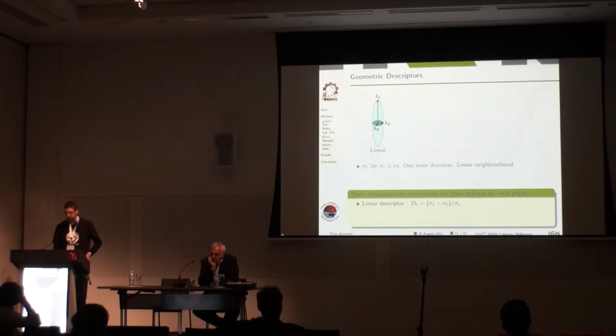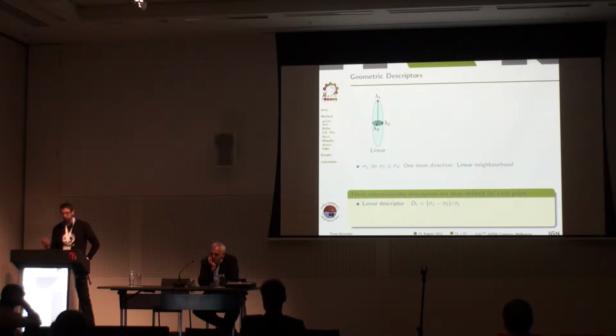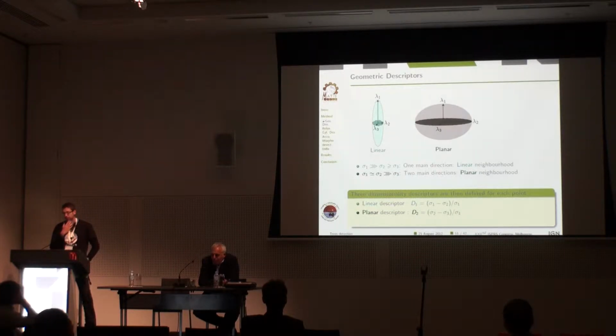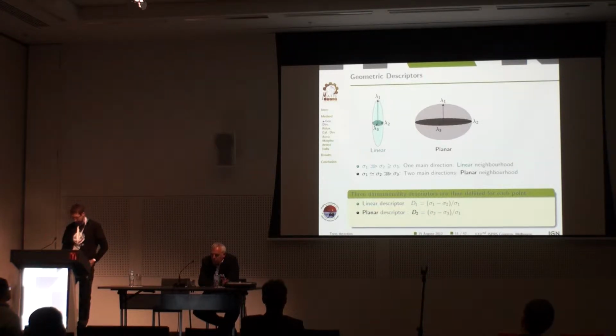To define this more precisely, when you have one eigenvalue that is much bigger than the other 2, we're going to say that the neighborhood is linear. And we're going to define a linear descriptor this way: sigma 1 minus sigma 2 over sigma 1. It's going to be close to 1 when your neighborhood is linear, and close to 0 when it isn't. In the same way, if your first 2 eigenvalues are much bigger than the third one, you can define your planar descriptor, which will be sigma 2 minus sigma 3 over sigma 1. Same thing, close to 0 when you're not planar, close to 1 when you're planar.